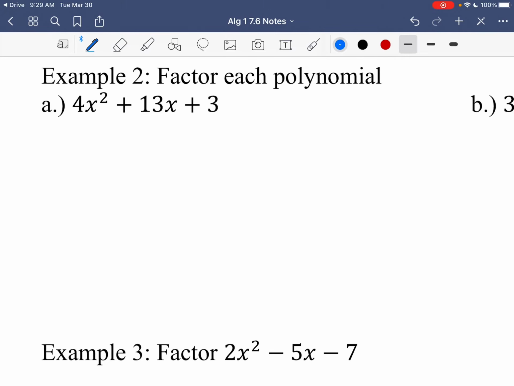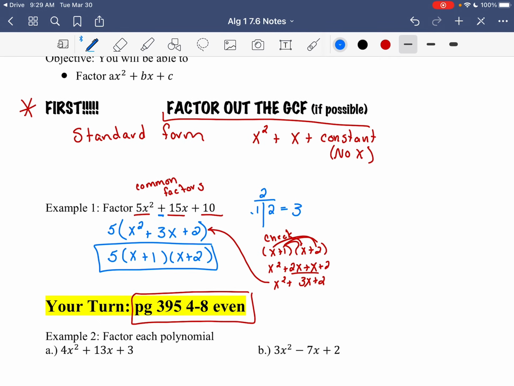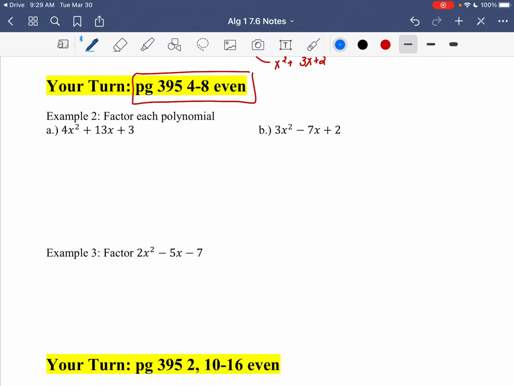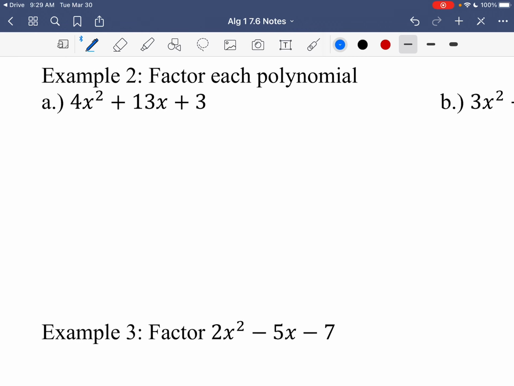All right. So now that we've done factoring out the greatest common factor, what do we do when there isn't a greatest common factor? So here we want to factor this polynomial. We have 4x squared plus 13x plus 3.